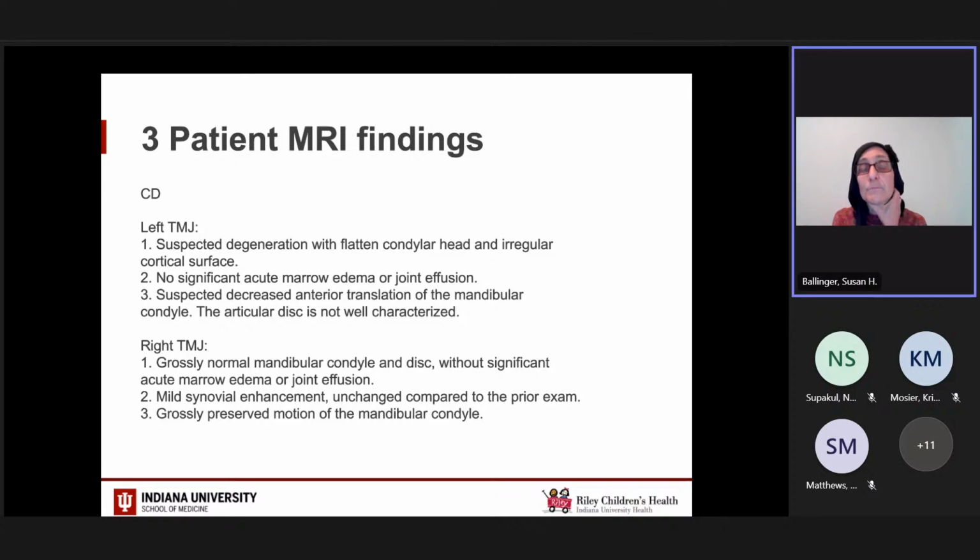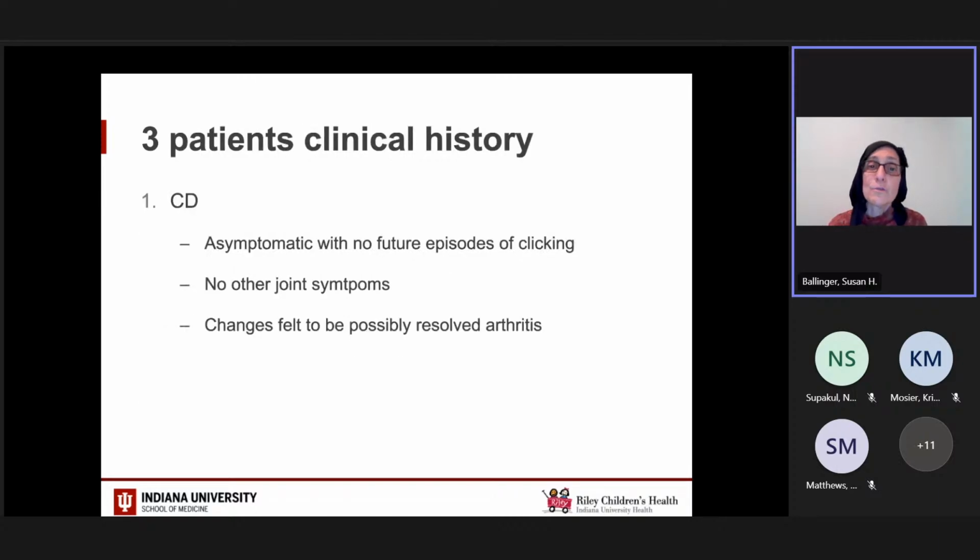And the final patient that we saw was referred to us because she had one episode of locking of her jaw, and she had on plain film some flattening of her condylar head on the left, and some gross flattening on the right, and that was confirmed with her MRI. This was one of those patients who was totally asymptomatic with no further episodes after the first one. She had no other joint symptoms. And we really thought the changes, while they could be consistent with JIA, we certainly were not seeing any active disease at the time.